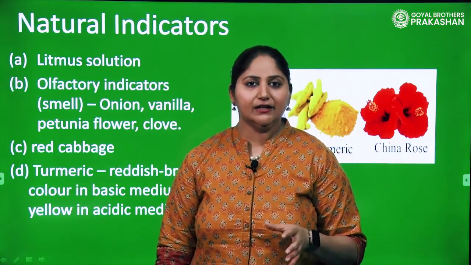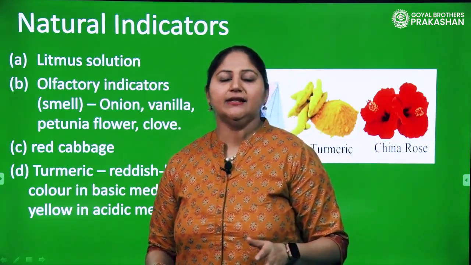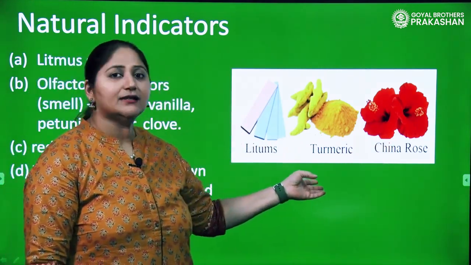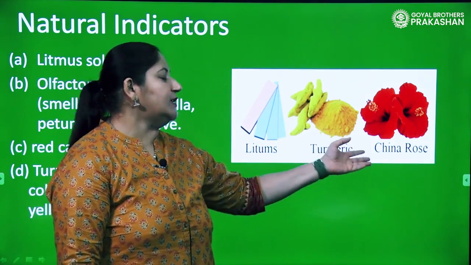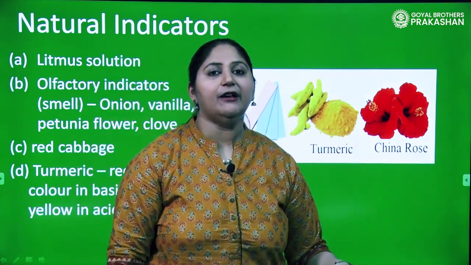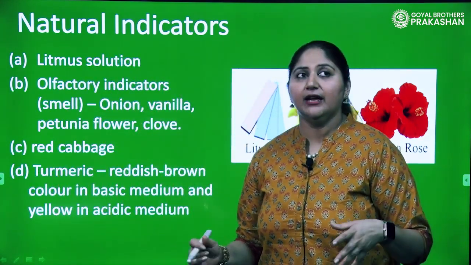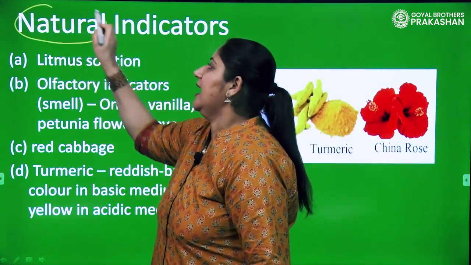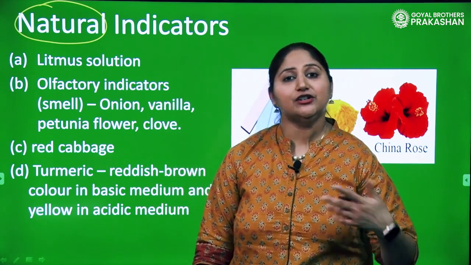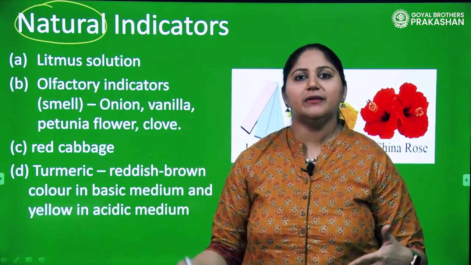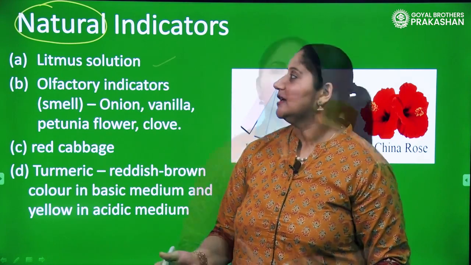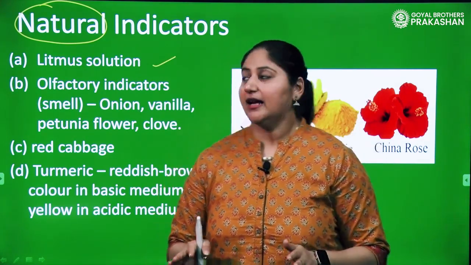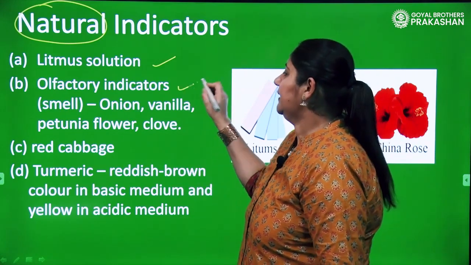There are indicators which are naturally occurring. As you can see here in the picture, we have litmus, turmeric. What is turmeric? Haldi. Then China rose. Not only that, we have a longer list of natural indicators. But what are natural indicators? As the name suggests, they are naturally occurring, right? We don't make them. Litmus solution is extracted from the lichen plant.